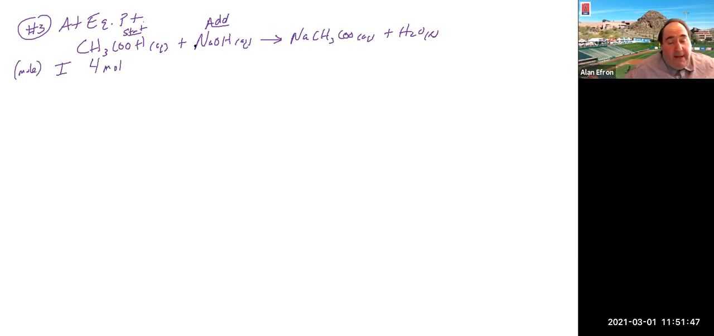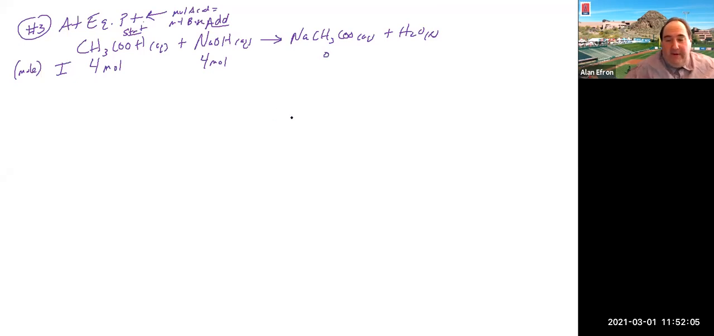Now, if we're at the equivalence point, we should know that the moles of the acid equal the moles of the base, which means, if you're not sure, the amount of moles of sodium hydroxide in this case should be 4 moles.